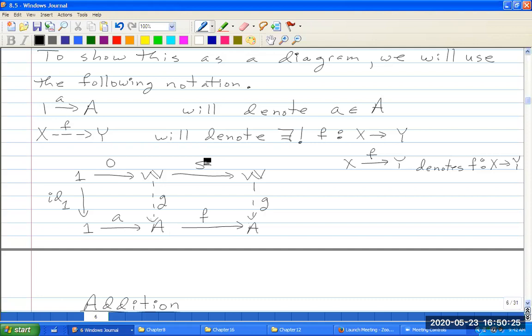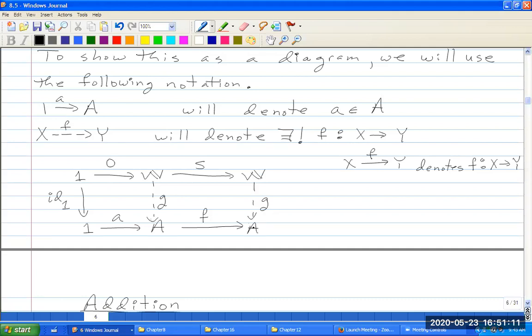W, S arrow W means that there is a successor function S from the whole numbers to the whole numbers. We certainly know that. That's the axiom. There is a unique function G from the set of whole numbers to the set A. There's a function F going from A to A. There is a unique function G going from W to A.